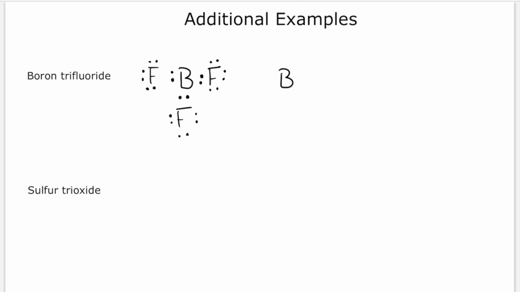Again, we could also just rewrite this like so for the Lewis structure. Now remember, for the purposes of VSEPR, I'm only paying attention to the shared and unshared pairs on boron. So boron has 1, 2, 3 shared pairs of electrons, and it has 0 unshared pairs.